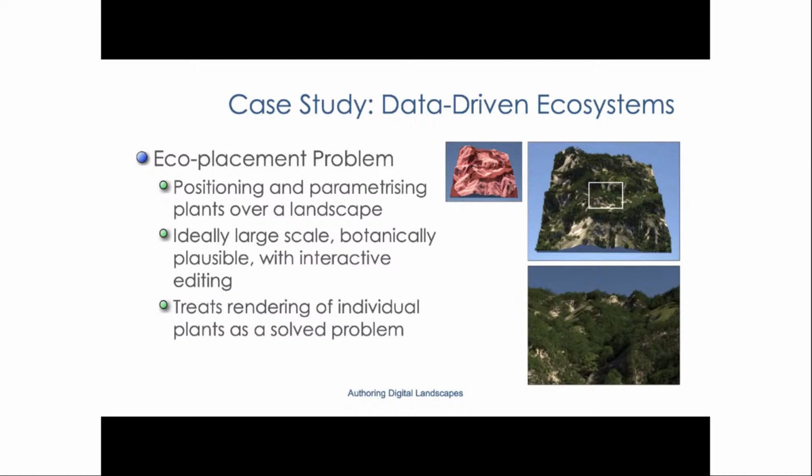My second case study involves the placement of plants on a landscape. This is the so-called eco-placement problem. Specifically, what it involves is, for large-scale ecosystems, positioning individual trees, assigning attributes such as their age, their canopy extent, and their species. What it doesn't involve is specifying the actual geometry of those plants. We take this as a solved problem. You could, for example, use L-systems to create an individual tree. The problem is sufficiently challenging without considering that aspect.